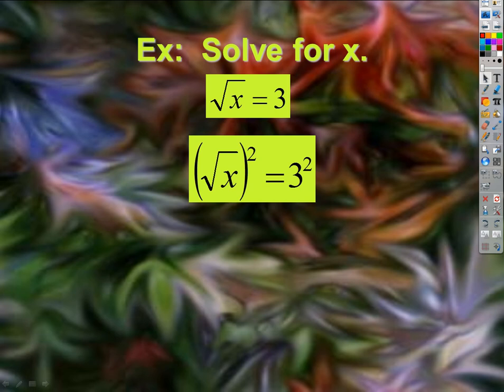If I square both sides, I get x equals 9. Now, there is something you got to keep in mind here, though. Whenever you solve radical equations by taking both sides to a power to undo the radical, which is what we're going to end up doing, there's always the possibility that you are introducing what we call in math extraneous solutions.